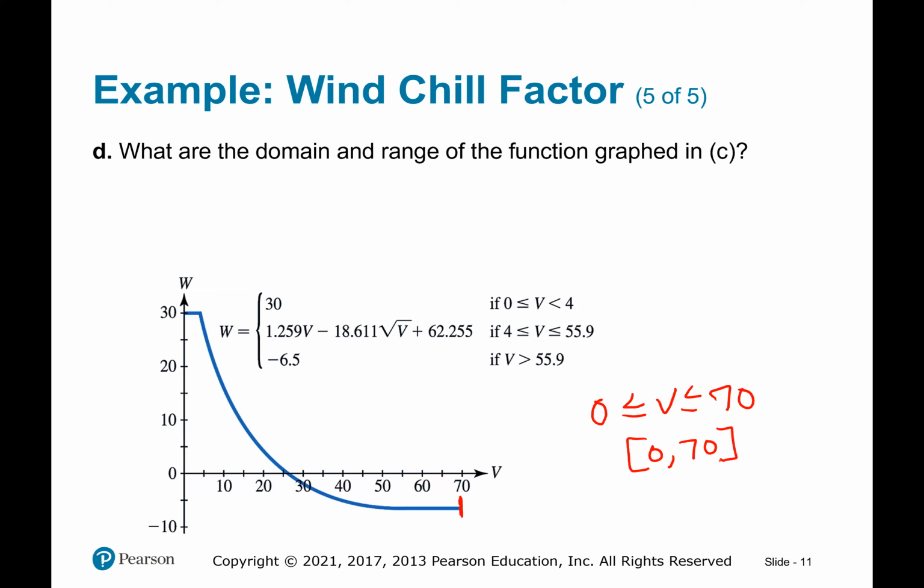What's the range? This is the domain. What's the range? That is correct. The smallest value for the wind chill is -6.5. The largest value for wind chill is the air temperature if there's no wind speed.